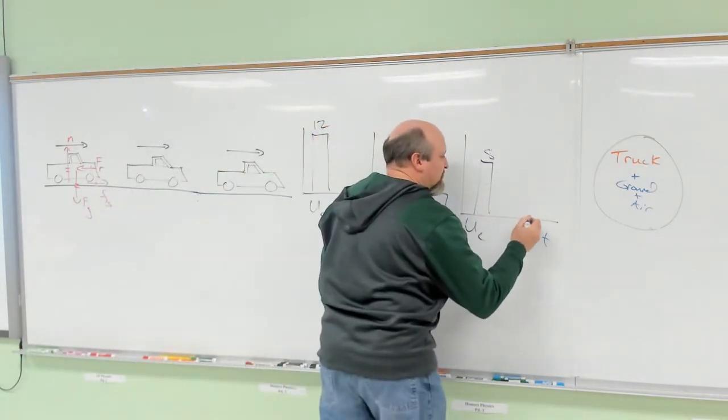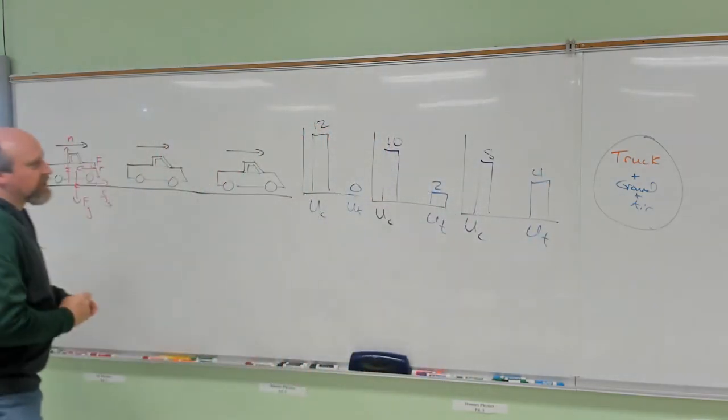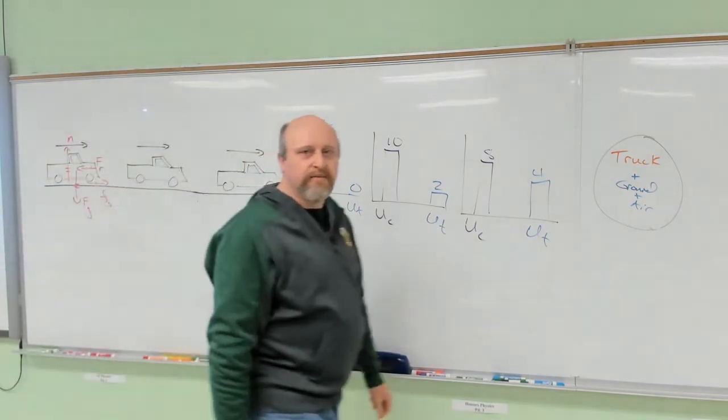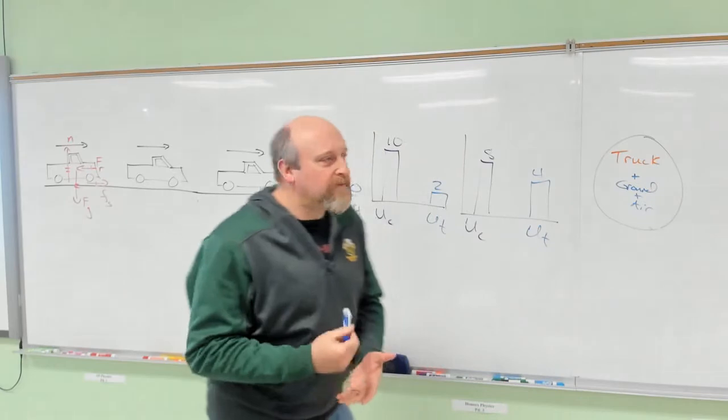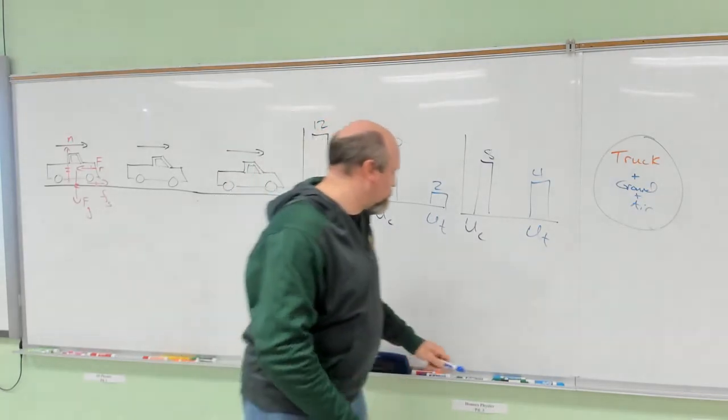Total here has to be 12. So now I'll have 4 in thermal, right? And that's what it would look like if I expanded my system to include the ground and the air. So, yep. Those are my thoughts on the last problem, problem 7, from worksheet 1.